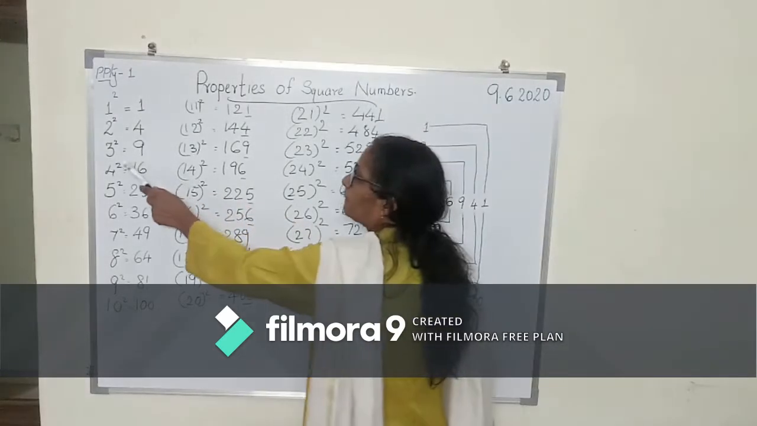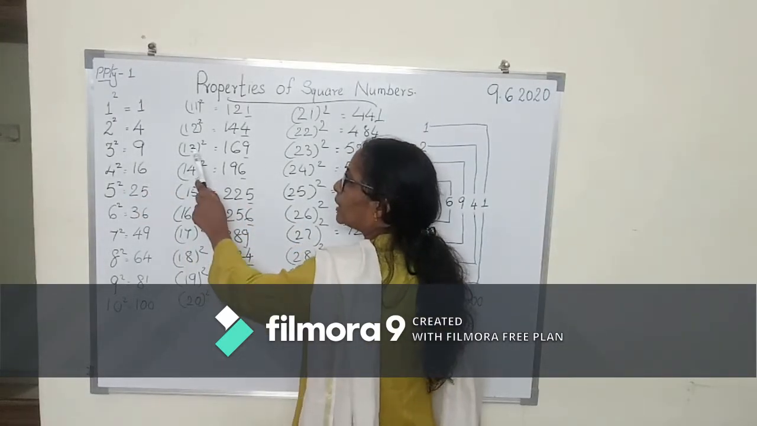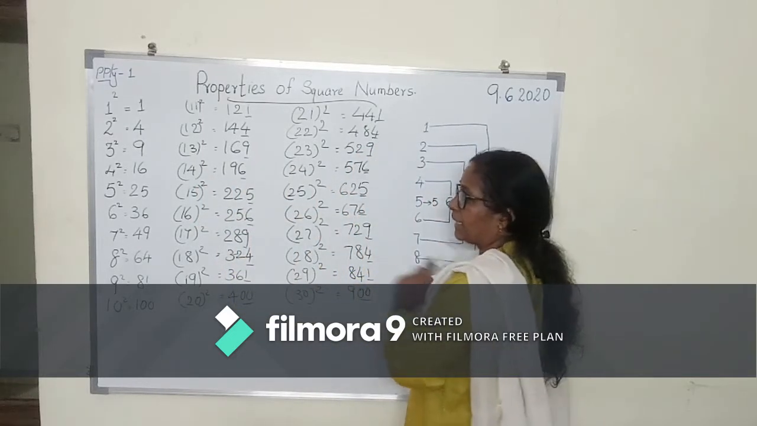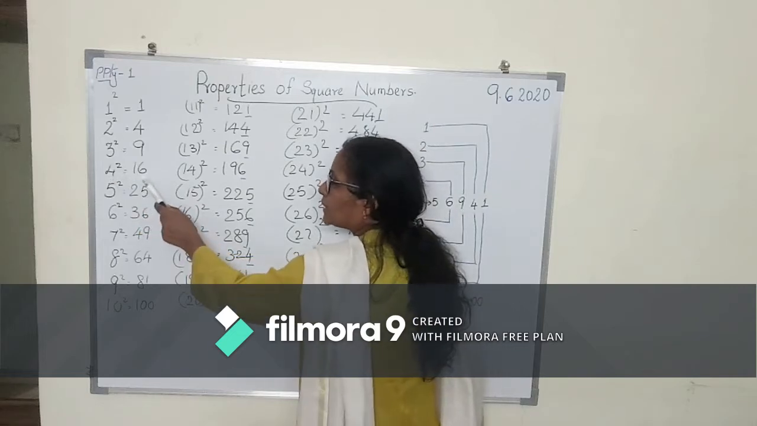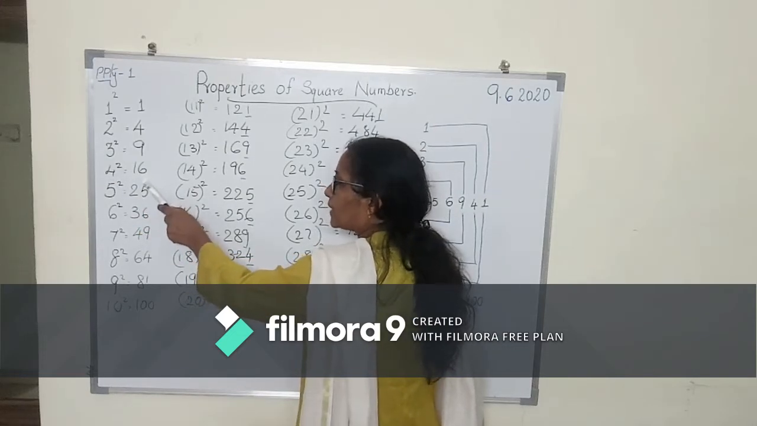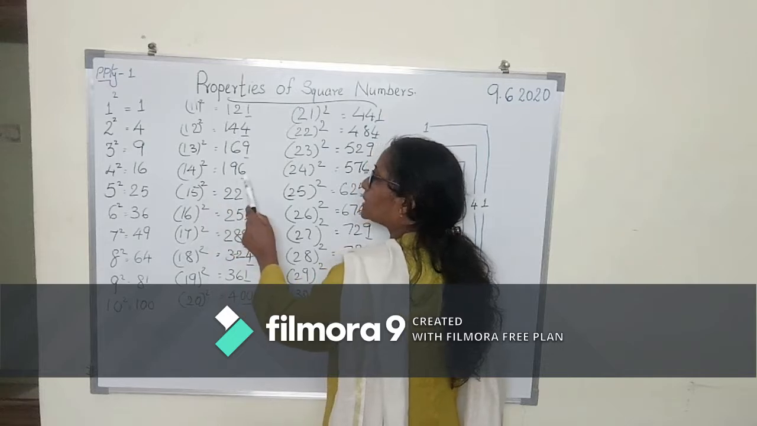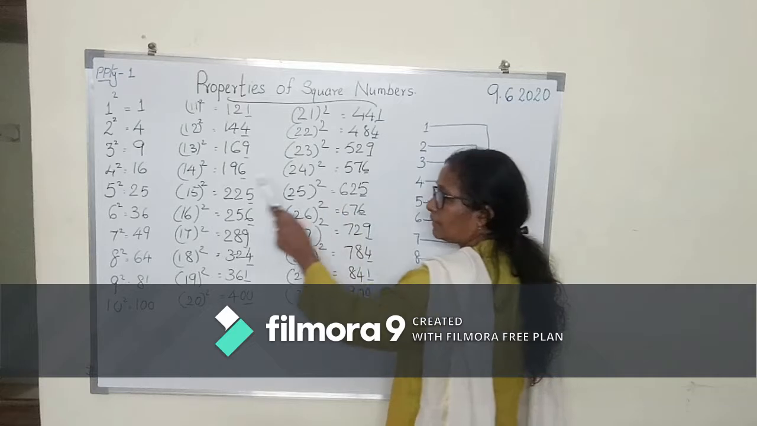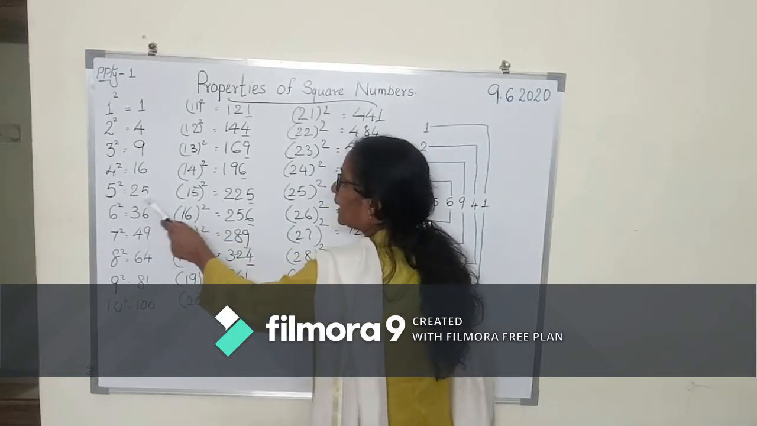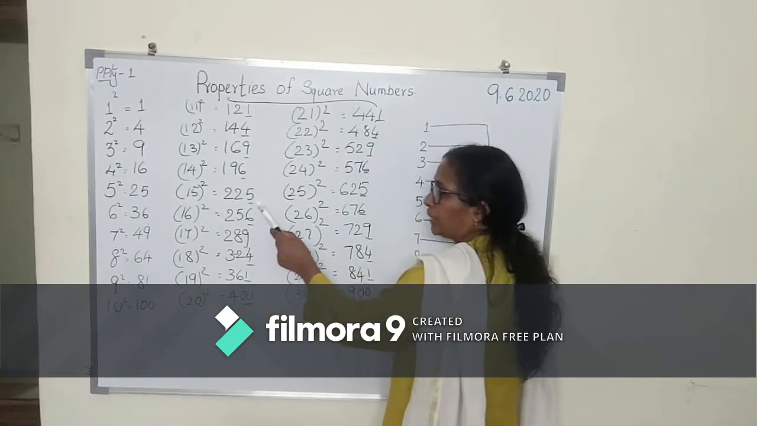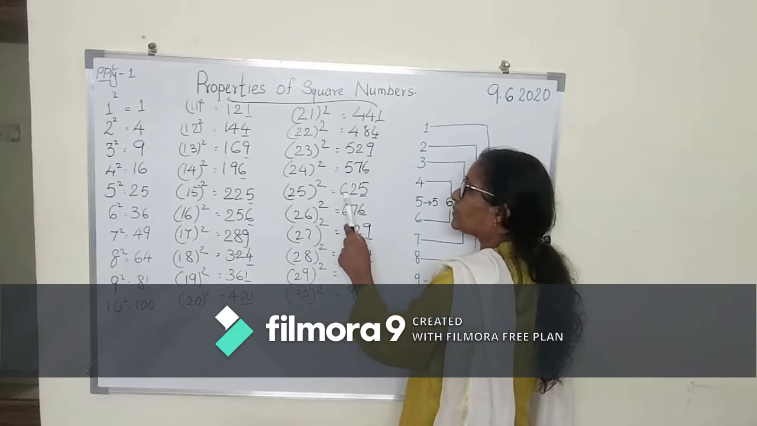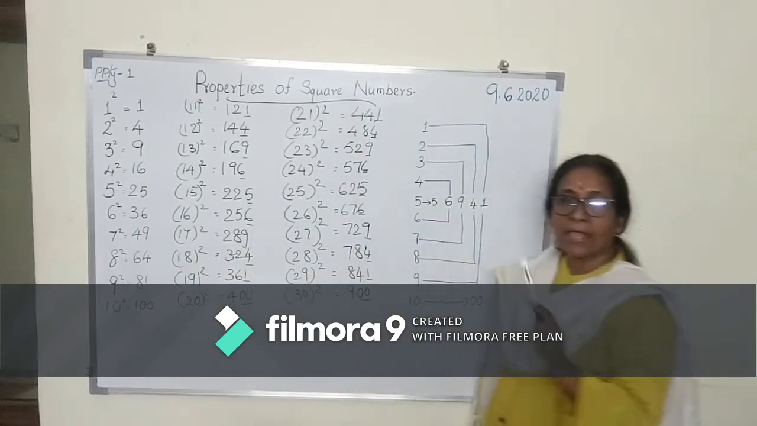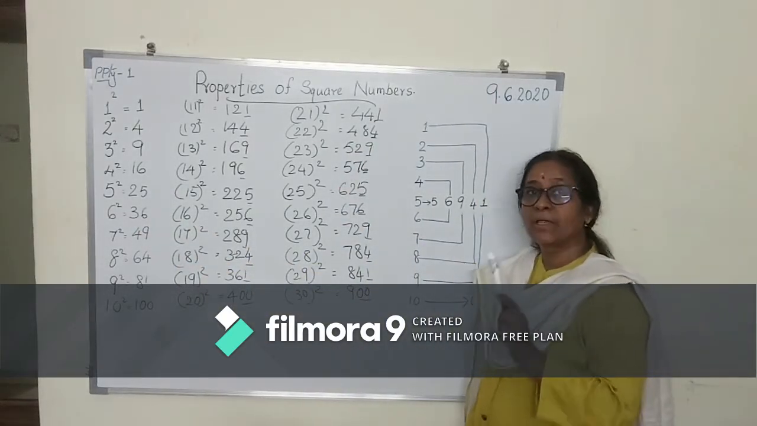Now you see 3. 3 square is 9. So 13 square will end with 9. 23 square also will end with 9. Similarly, 4 square is 16. So here the unit place is 6. So 14 square also ends with 6. 24 square also ends with 6. 5 square is 25. So 15 square is 225. 25 square is 625. All the numbers that end with 5 have their square numbers with 5 in the unit place.